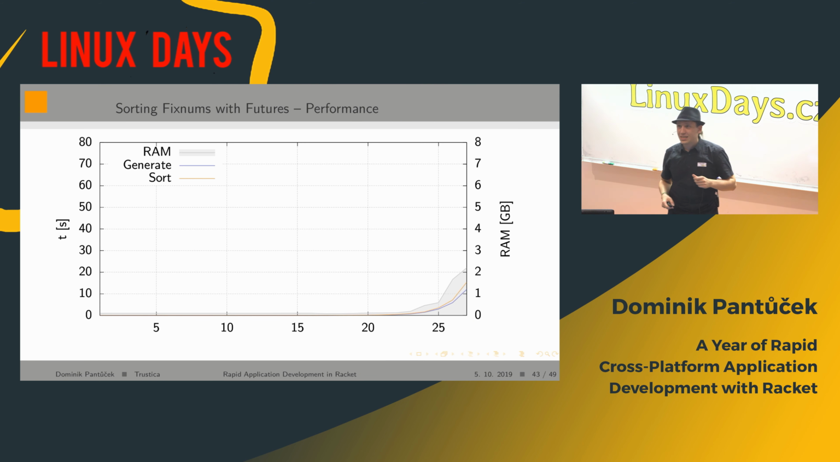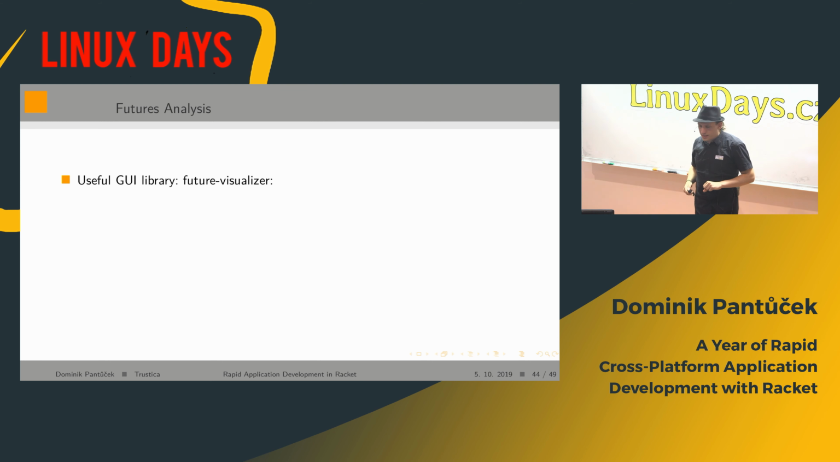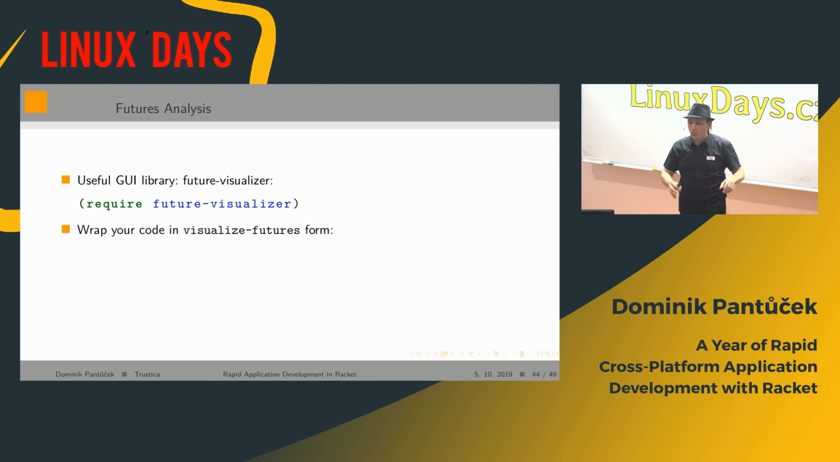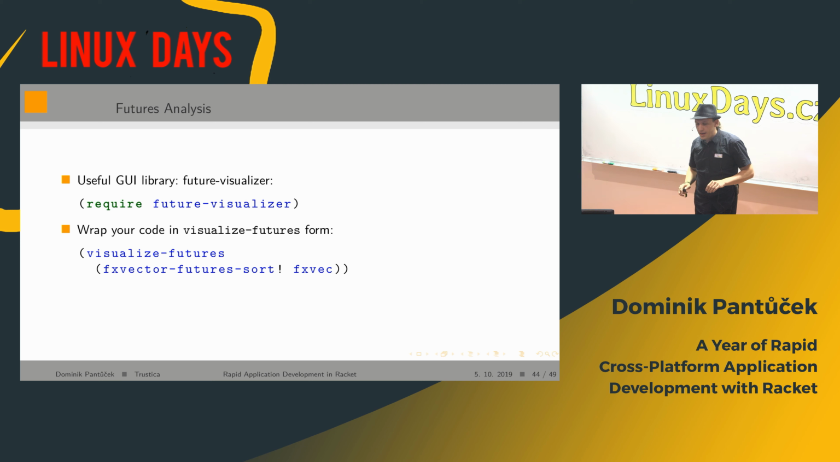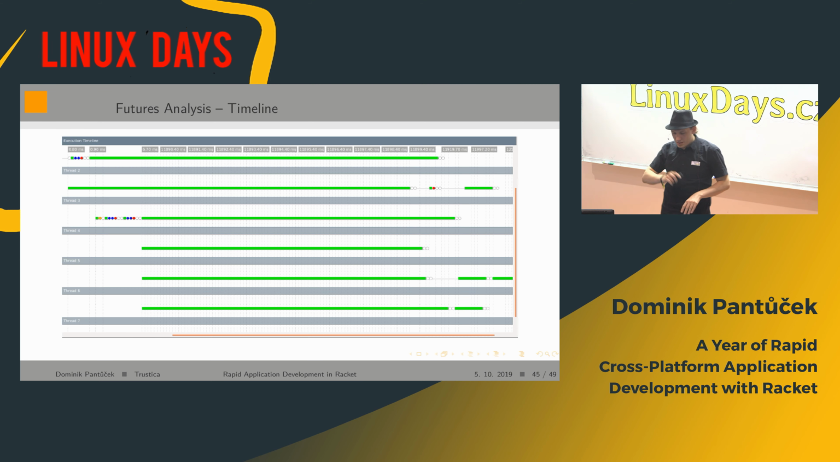Now, that sounds simple. It's not. Especially if you are trying to design this, it gives you a headache. But Racket comes to the rescue. There's a thing called a future visualizer. You just require the future visualizer, and the part of the code you are trying to run with futures, you wrap in the visualize-futures form. And if you do this, it gives you detailed information about what gets executed where.